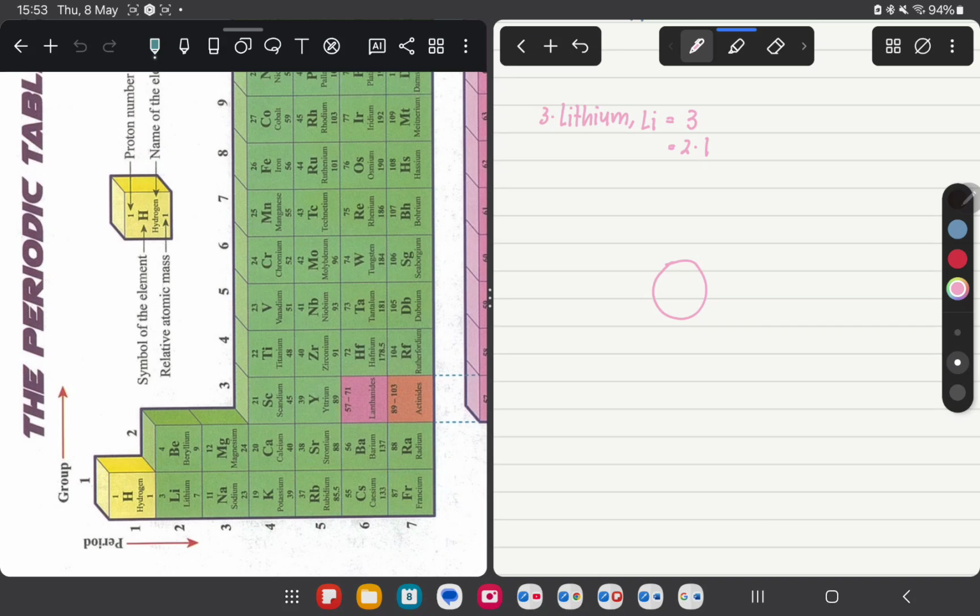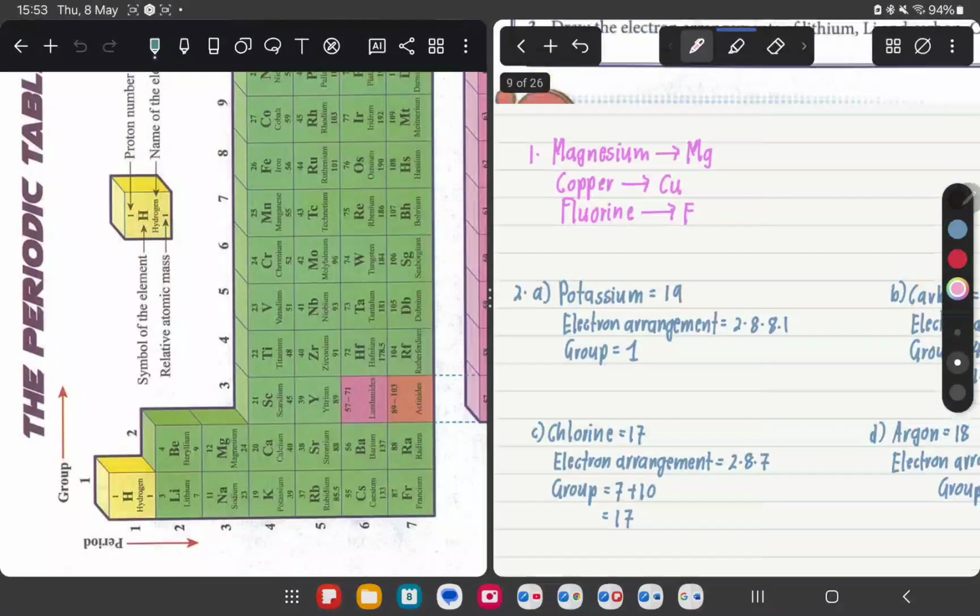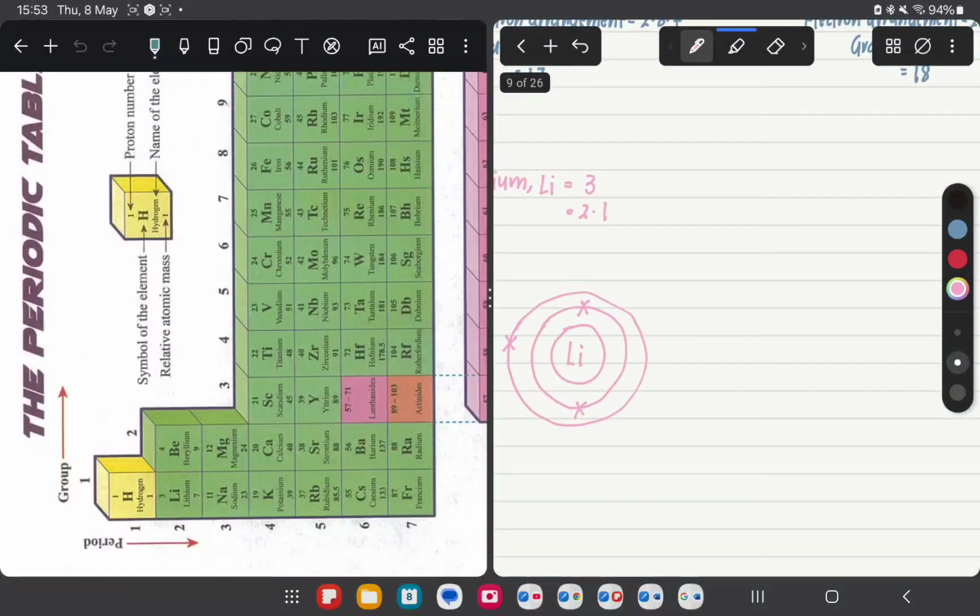Okay, first shell, Li, and then 1, 2. So in the first shell I must put 2, and in the second shell I must put 1. So this is the drawing. This is the drawing for the electron arrangement.